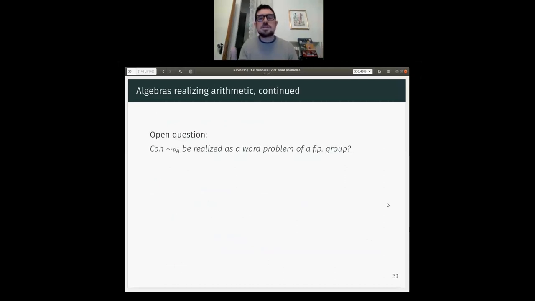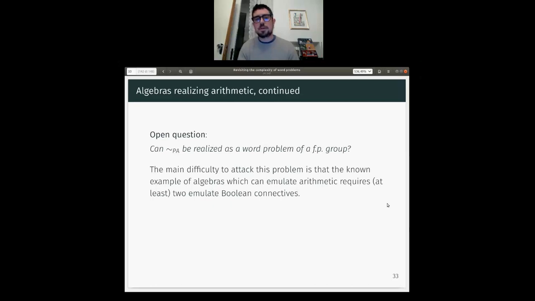And here there is this open question that we struggle a lot with, and currently we are not able to solve it. Can Peano arithmetic provable equivalence be realized as the word problem of a finitely presented group? Now, the main difficulty in attacking this problem is that the known examples of algebras which can emulate arithmetic require at least two different operations. This is why we are using a ring.